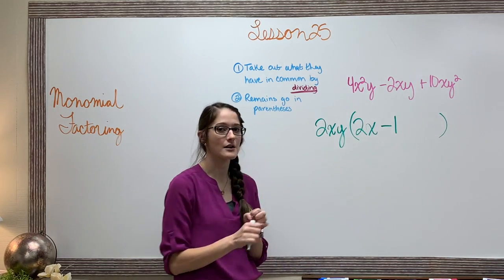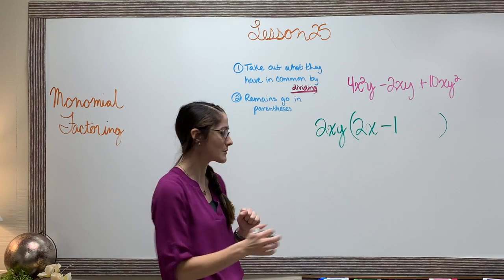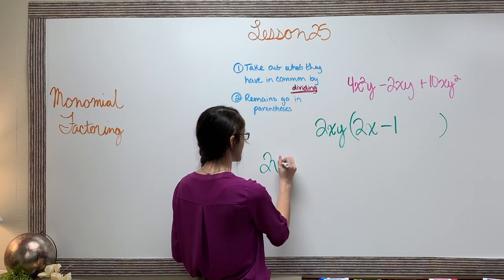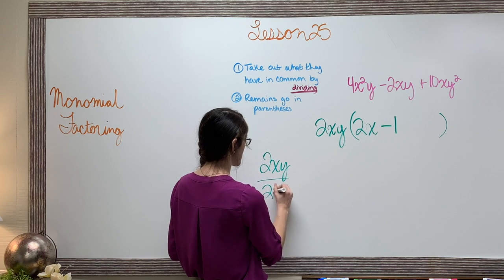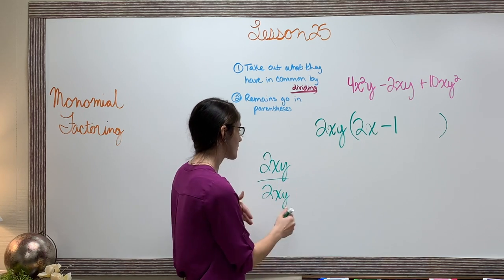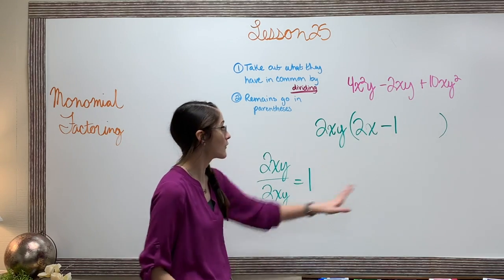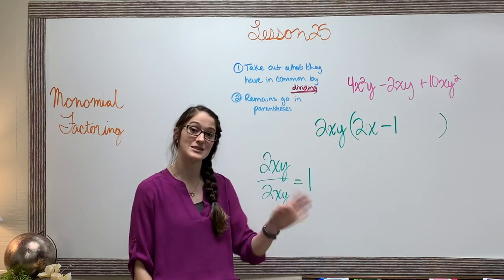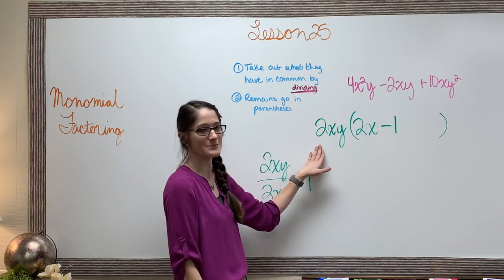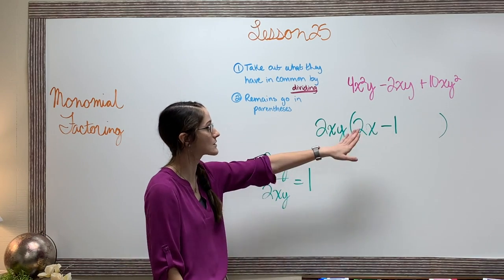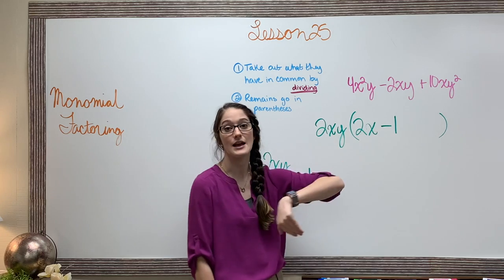And that is a concept that can be a little tricky to remember sometimes. So 2xy divided by 2xy is something over itself. And something over itself always equals 1. It's not 0. This middle term does not disappear because it is the same as my greatest common factor. It still has a place, and that place is -1.